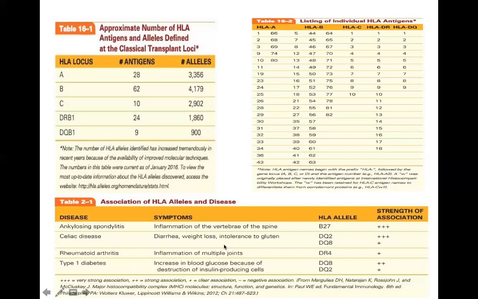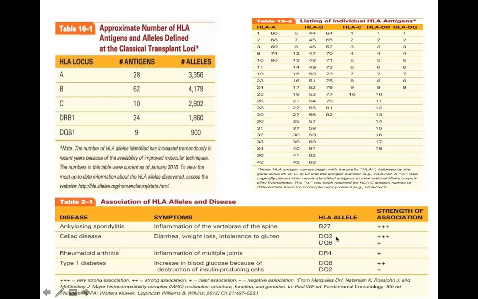Celiac disease, something that's more and more common. In fact, my wife has celiac disease. My eldest daughter has celiac disease, and to develop that disease, there's a strong association with having these HLA alleles, DQ2 and DQ8. So these are class 2 MHC molecules. And there's a very strong association between DQ2 and the development of celiac disease, less so for DQ8.